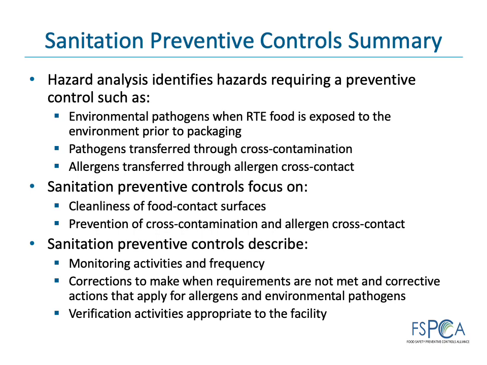Sanitation preventive controls focus on the cleanliness of food contact surfaces and prevention of cross-contamination and allergen cross-contact. When identified in the hazard analysis process, these sanitation preventive control procedures must comply with preventive controls requirements and be documented in the food safety plan. Required information includes monitoring activities and frequency, corrections for most procedures, corrective actions for allergens and environmental pathogens, if relevant, and verification activities.